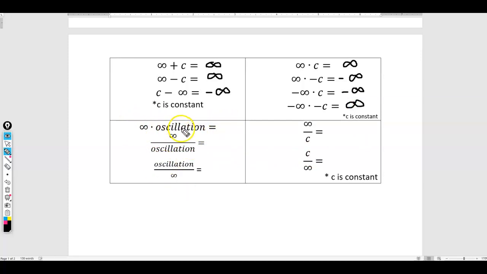Infinity being multiplied by an oscillation does not exist. We won't say it's infinity, we'll say it doesn't exist. And that's because the infinity is being multiplied by something that's going up and down. So it could actually just be going up and down itself, going from positive infinity to negative infinity. Infinity divided by an oscillation, we talked earlier about that already too, it does not exist. But an oscillation divided by infinity is actually 0, if it's sine or cosine.